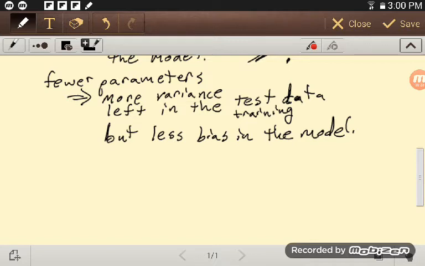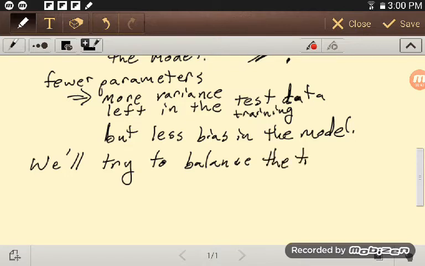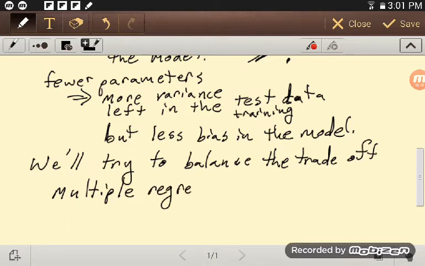And so what we'll do is, we'll try to balance the trade-off. And if we're using multiple regression anyway, which will be our biggest tool.